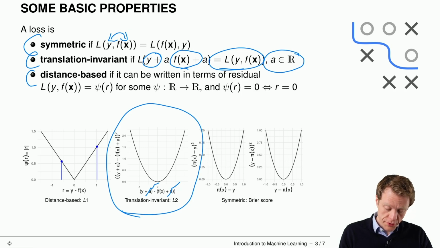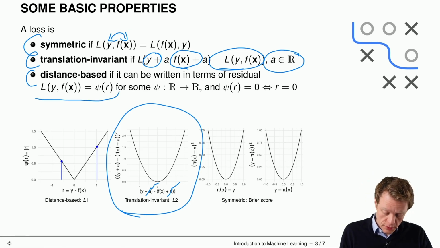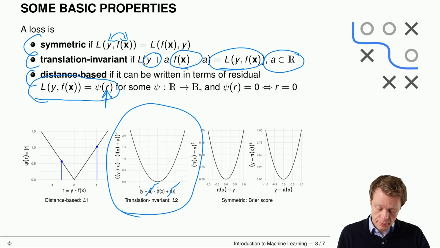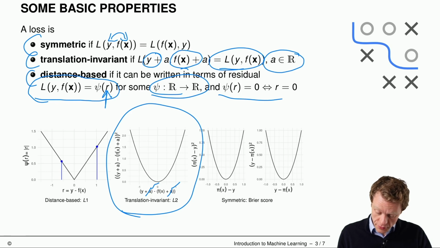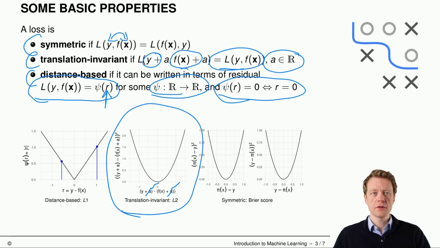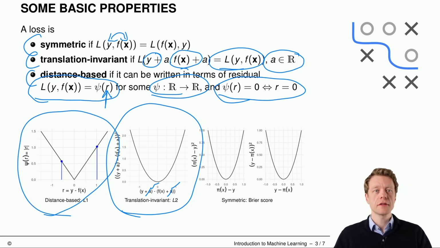And as a third property, we have distance-based loss functions. Whenever we can write the loss as a function of the residual, so a function of r for some function that goes from real numbers to real numbers, and it is 0 if and only if the residual is 0, then this is a distance-based loss. L1 is one example. It's the same plot you have seen on the other slide. It's really just based on the distance. Also, of course, the L2 loss has this property.